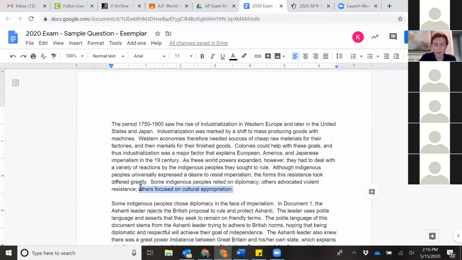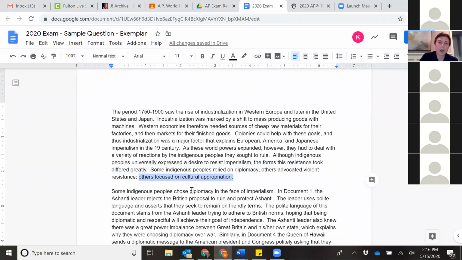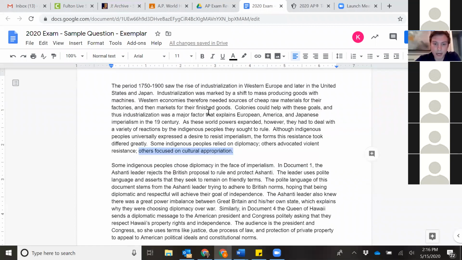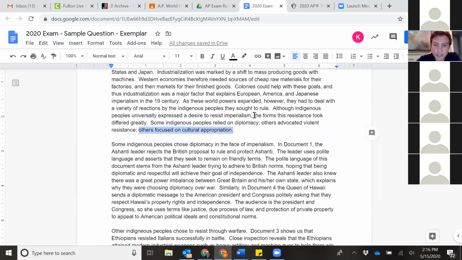Spoiler alert: when I was writing it and started running out of time, I didn't even get to this one. I didn't back up this part of my thesis at all. I was only able to use 4 of the 5 documents, and that's fine. Okay, so here you go though. I have set a roadmap with this thesis, right? I have set a roadmap that some are resisting imperialism with diplomacy, some are using violence, and some are focusing on cultural aspects.